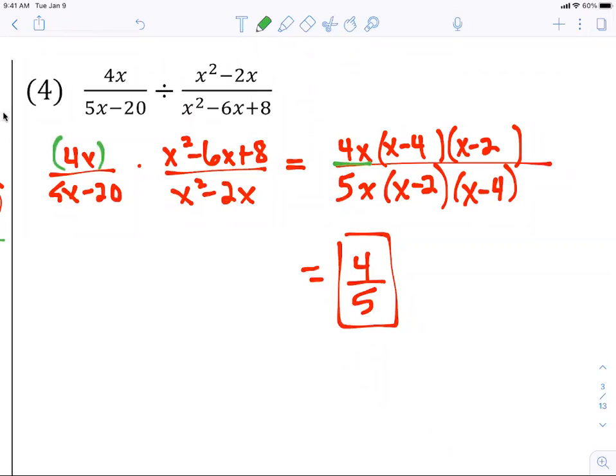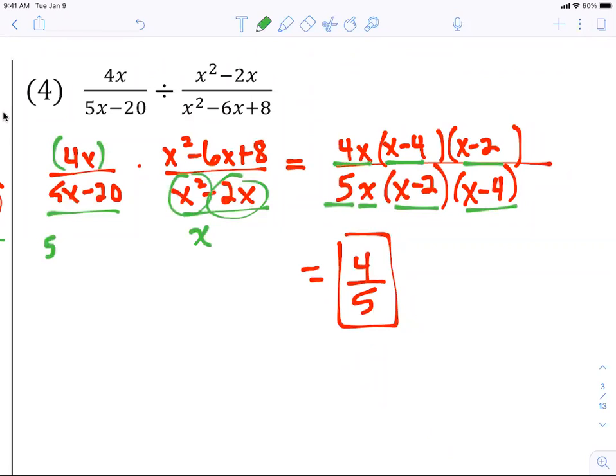X squared minus 6x plus 8 factors into x minus 4 times x minus 2. On the bottom here, we have 5x minus 20. Here, we would take out a GCF, a 5, so the 5 comes out. And if we divide both of those terms by 5, we're left with x minus 4. And then here your GCF ends up being x out of those two terms, so the x comes out in front. And if I divide both of these by x, we're left with x minus 2.